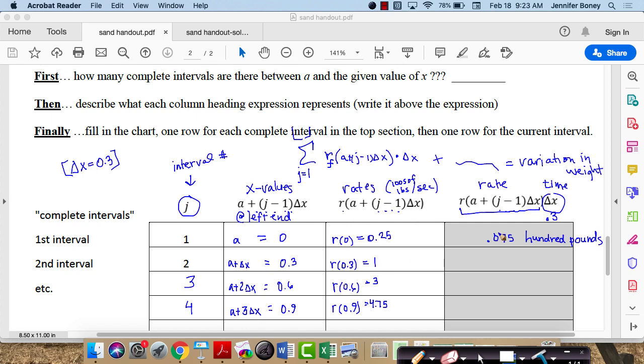Now, in the next interval, I'm not going to pay attention to this number. I'm just going to use my new rate, 1, meaning 100 pounds per second, times 0.3. So this is 0.3 100 pounds, meaning 30 pounds, if you want to translate it into non-computer sounding language. This is 0.25 times 0.3, 1 times 0.3, faster rate, 300 pounds per second for 0.3 seconds, gives us 0.900 pounds, otherwise known as 90 pounds.